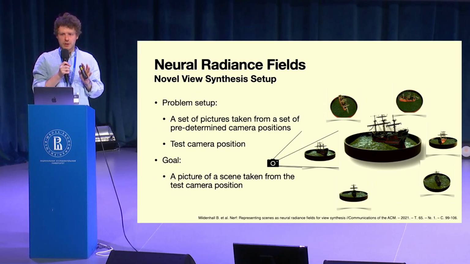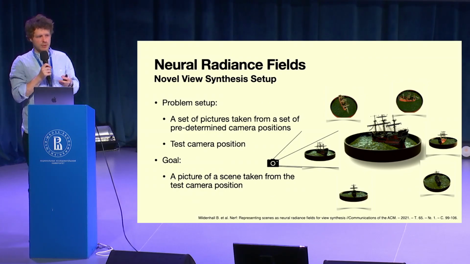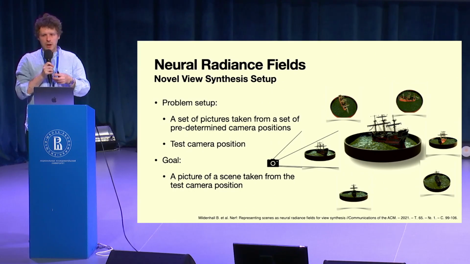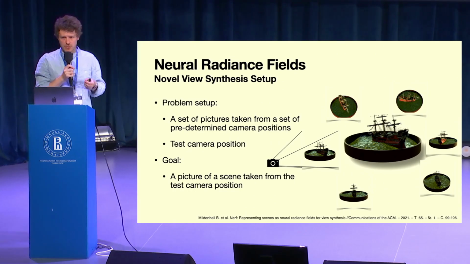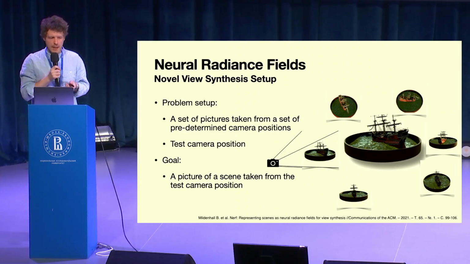And we also have some sort of test data, and test data in this case is a novel viewpoint from which we have no images of the scene. And the goal of novel view synthesis is to render a picture of the scene from this novel viewpoint as if we knew how the model looked from this novel viewpoint.